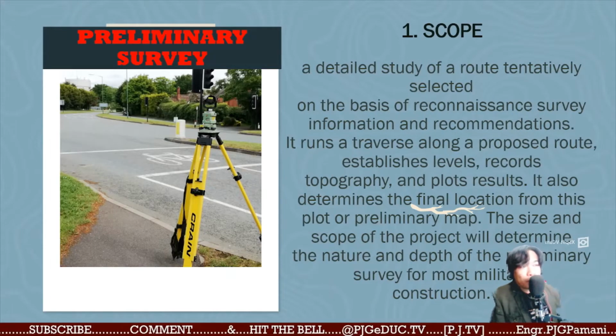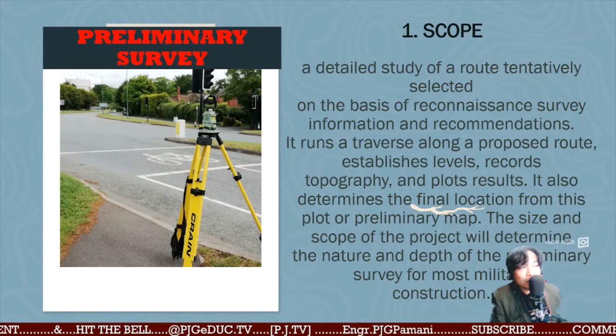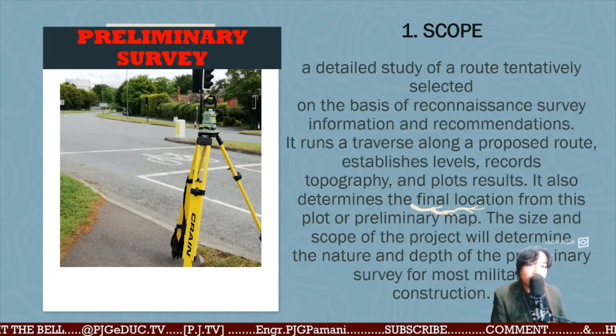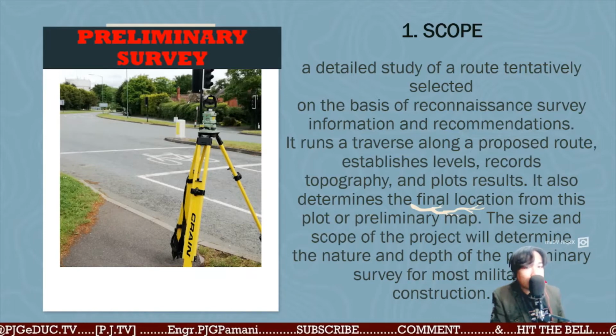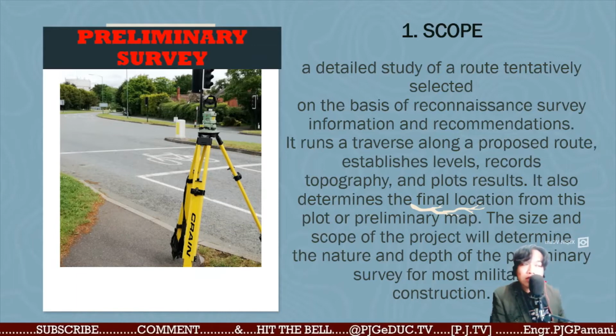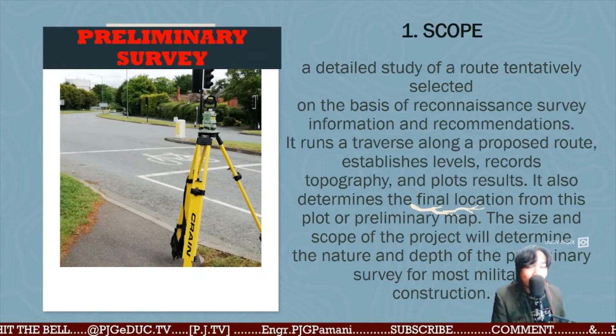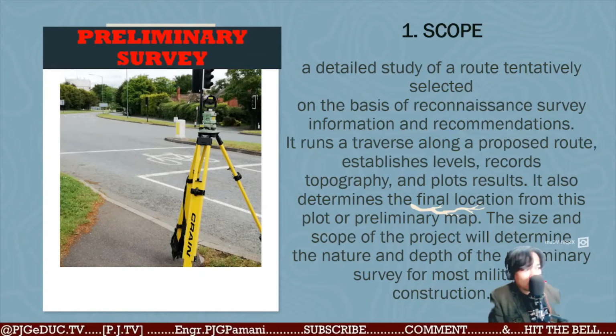Next up is our preliminary survey. Under preliminary survey, its scope is to provide a detailed study of the route tentatively selected on the basis of reconnaissance survey information and recommendations. Based on the data collections that we have gathered from the reconnaissance survey, we will now start analyzing that information as part of the preliminary survey.